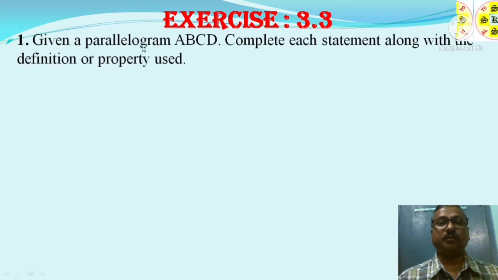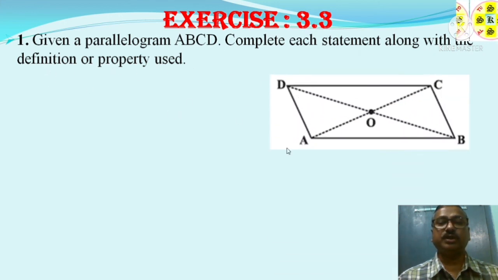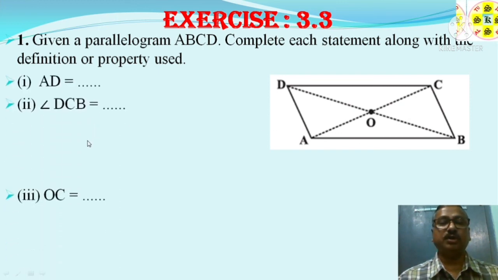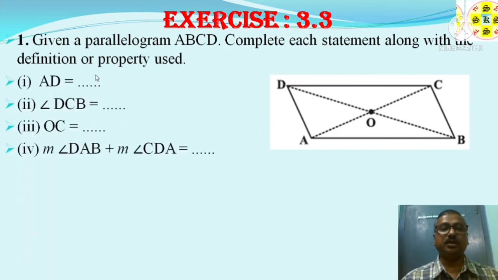Given a parallelogram ABCD, complete each statement along with the definition or property. So see, this is the figure of the parallelogram. ABCD is a parallelogram. Now these are the four parts of the question. We have to fill up the blanks, and at the same time we have to write why we are writing this. Now from this figure it is clear AD is equal to BC, that is opposite sides of a parallelogram. We have to mention this.